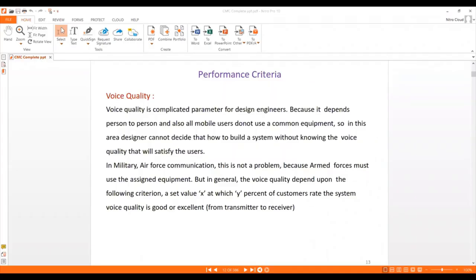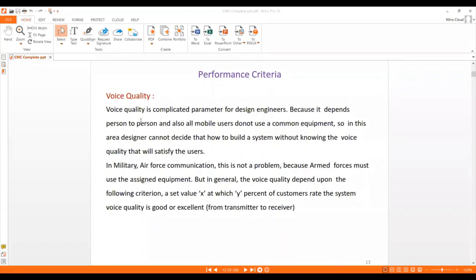The first parameter is voice quality. This voice quality is a complicated parameter when it comes to performance criteria, because it depends upon various issues like person to person and mobile users, as all the mobile users do not use the same equipment. One person may use one brand, another person may use another brand. In this regard, voice quality has become the biggest issue.